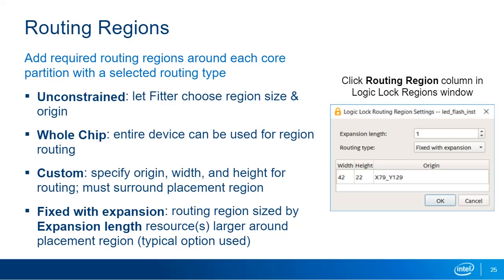It's important to note that even though the routing for logic assigned to a region is constrained to the routing region, routing from the root partition or the PR static region is free to go through the routing region. This avoids having to route around the region, potentially helping to close timing for the top level.